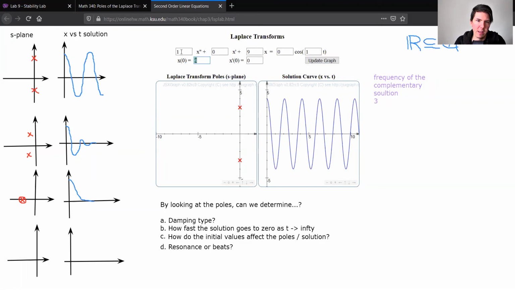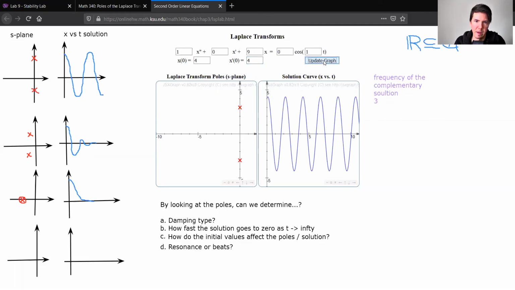If we change that to, let's say, 0, and actually let's keep 4. Let's keep the same position, but let's give it some positive velocity. Let's set that equal to 4. We can see that it changes it. So initially it starts moving in the positive direction, but then settles back into this oscillating behavior.